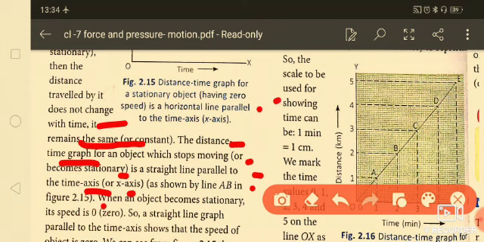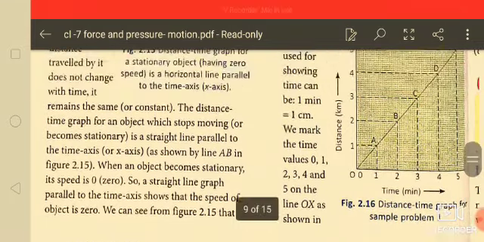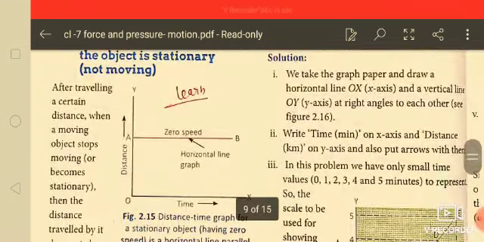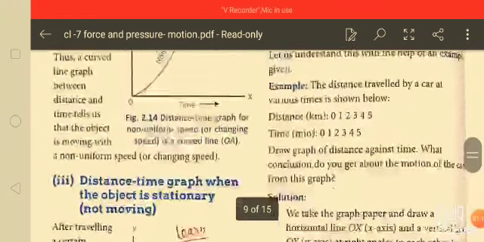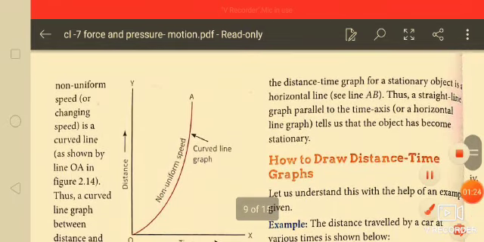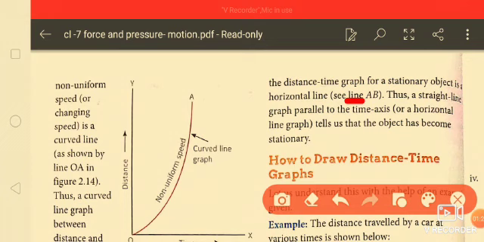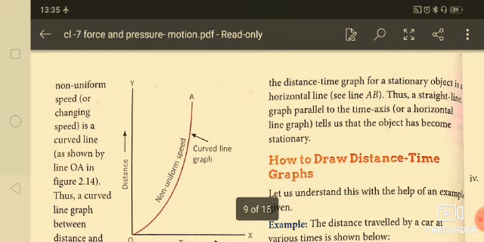You will see here that when an object becomes stationary, its speed is 0. So a straight line graph parallel to the time axis shows that the speed of the object is 0. The distance-time graph of a stationary object is a horizontal line, indicated by AB. Thus the straight line graph parallel to the time axis tells us that the object has become stationary.